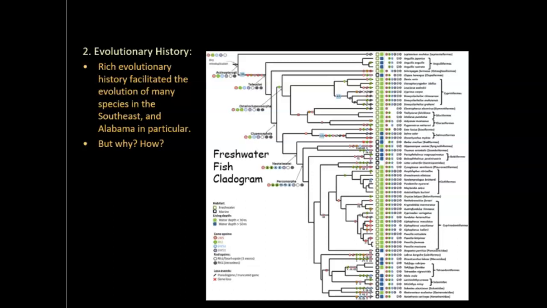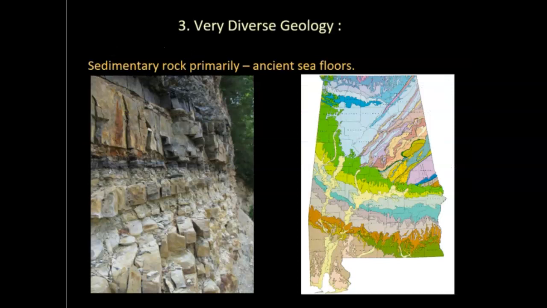So let's explore that. It leads to our third reason for why we've got so many species in the state, and that is that we have a very diverse geology. Now, here I have to unpack a little bit of geology for you, and then we'll tie that into species evolution in just a few moments. Let's begin with taking a look at the map on the right. That is the geologic map of Alabama. It's the simplified version, despite how complex it might look.